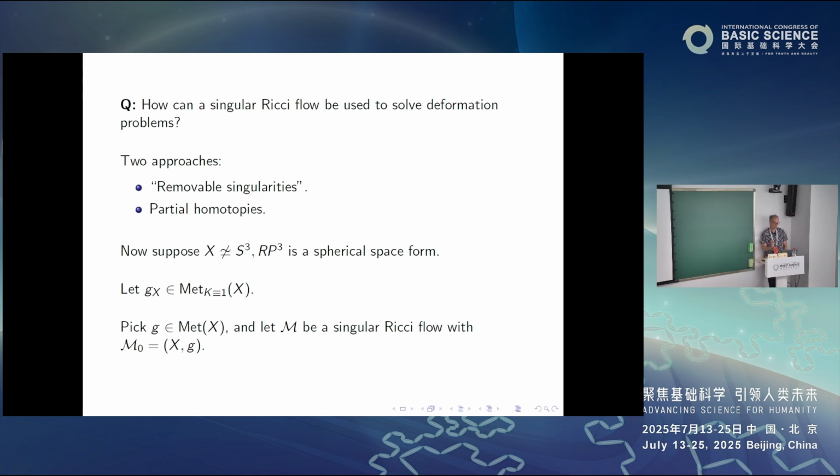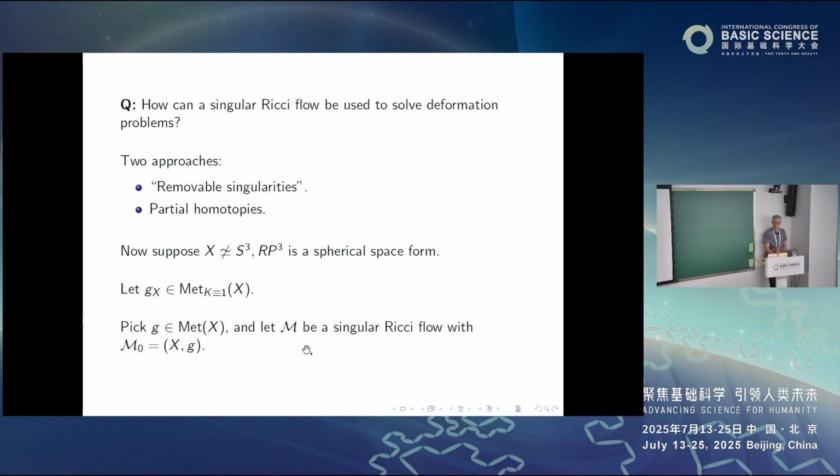So for this, let's say X is a spherical space form, but not the three sphere and not RP3. And let's say g_X will be some curvature one metric on X. Now let's look at g as an arbitrary metric on this space form, and M will be the singular Ricci flow with that as initial data.